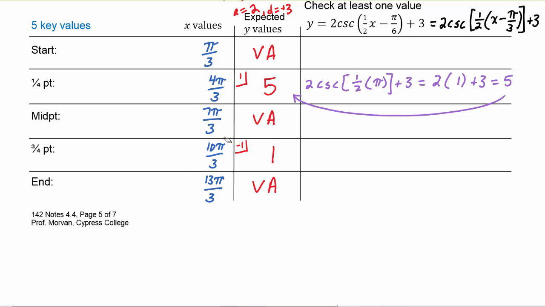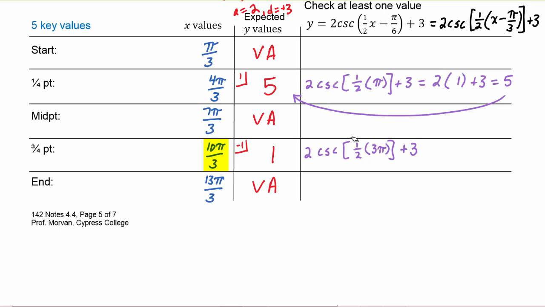Let's go ahead and check x equals 10 pi over 3. We'll plug it into that same equation. 2 times the cosecant of 1/2 times, we're putting in 10 pi over 3 minus 1 pi over 3 is 9 pi over 3. 9 pi over 3 reduces to 3 pi. And then we have plus 3.